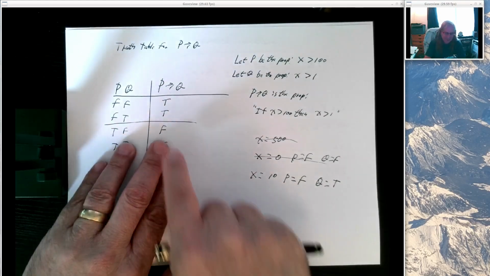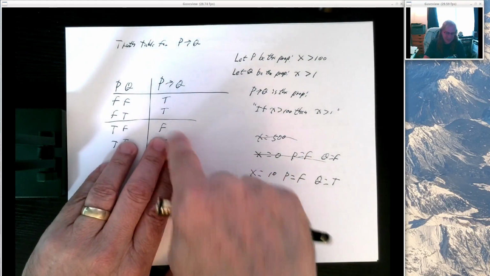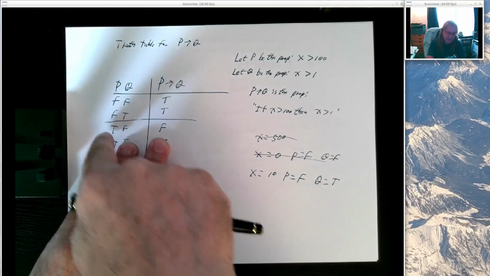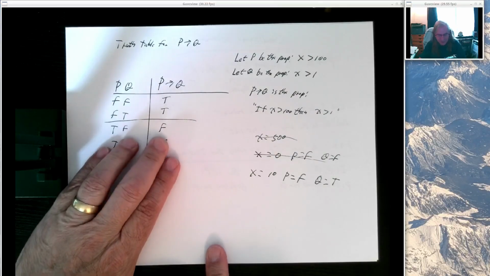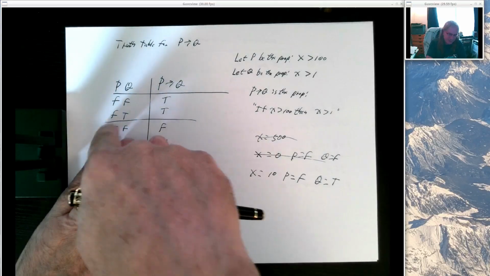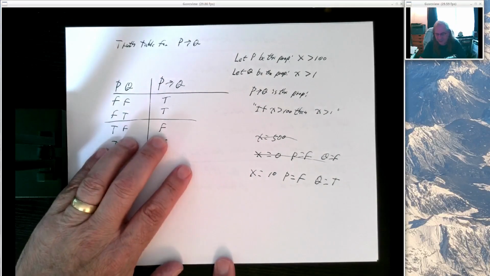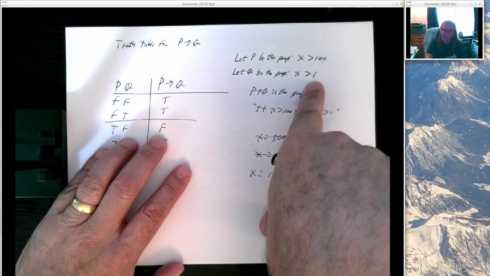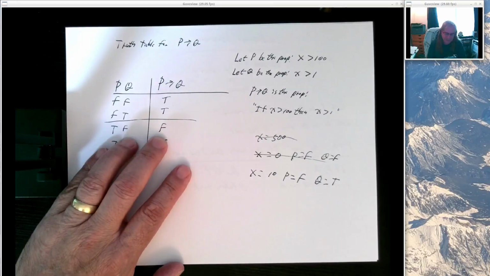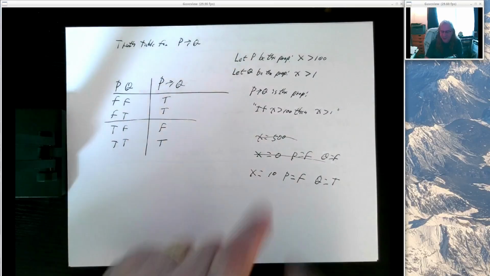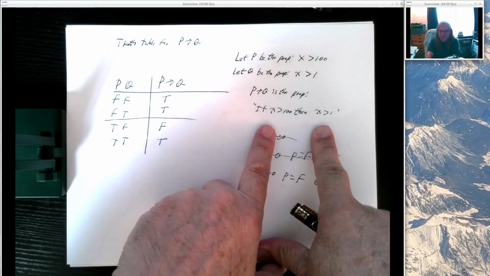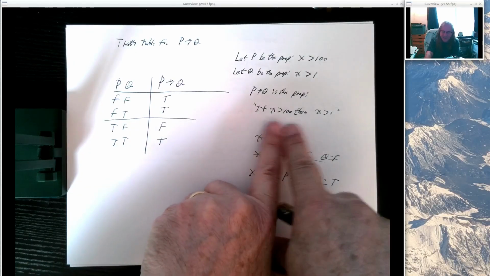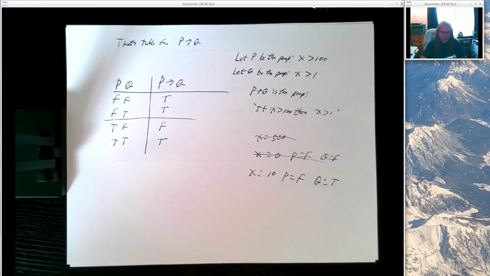The only time that if P then Q is false is this third row. And guess what? There's no x that corresponds to this third row. Because if I found an x where P was true and Q was false, that would mean I found some number bigger than 100, but not bigger than 1. And there is no such number. Right? Which is exactly what this P implies Q means. Right? This if P then Q means if x is bigger than 100, then x is bigger than 1.